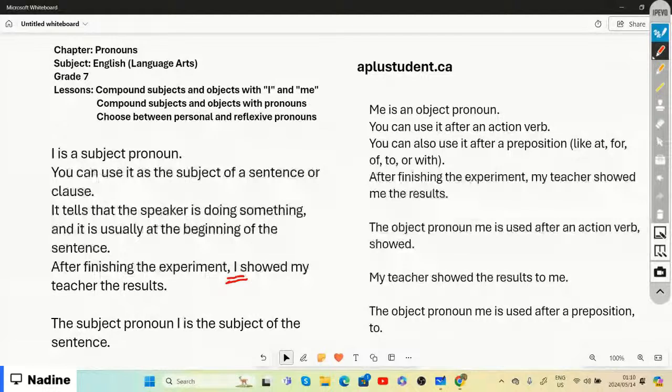So we said the subject pronoun I is the subject of the sentence, and it tells that the speaker is doing something. It doesn't necessarily have to be at the beginning of the sentence, but if we remove "after finishing the experiment," we can just say, I showed my teacher the results. Then it still shows that the pronoun I is at the beginning of the sentence.